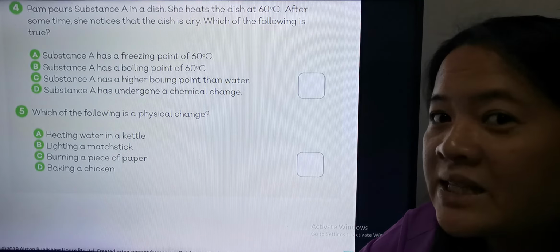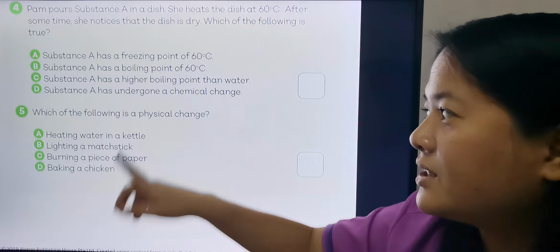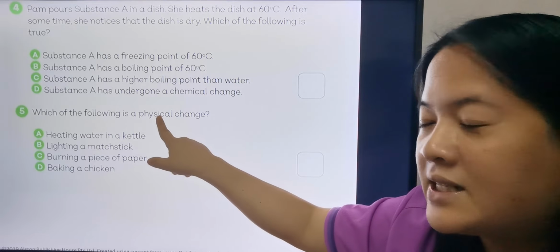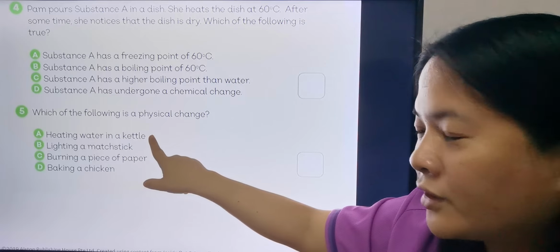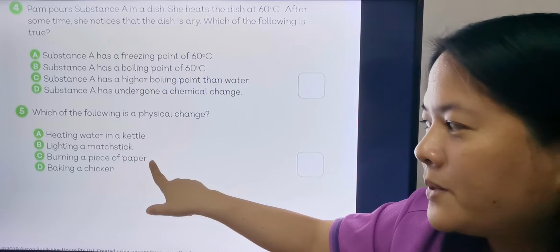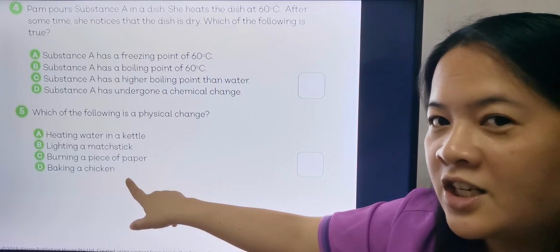Okay, number 5. Which of the following is a physical change? Okay, it's easy. Which is a physical change? No new substances are formed. Heating water in a kettle, lighting a matchstick, burning a piece of paper, and baking a chicken.